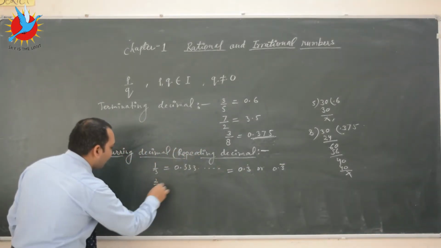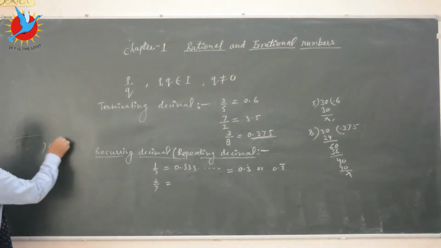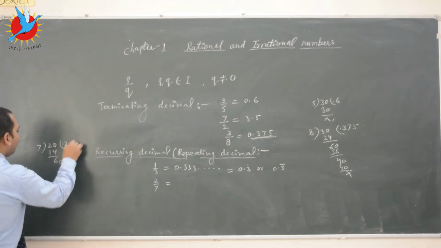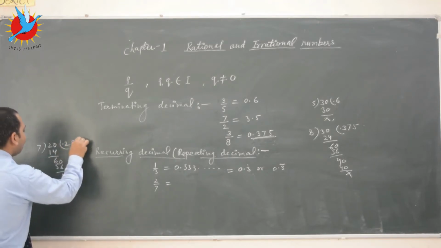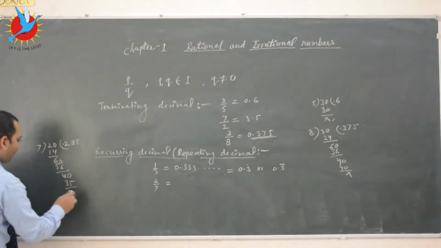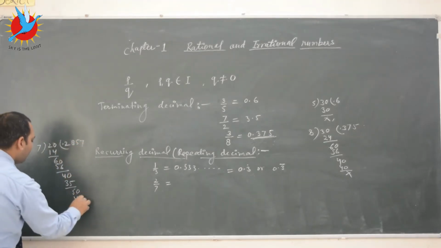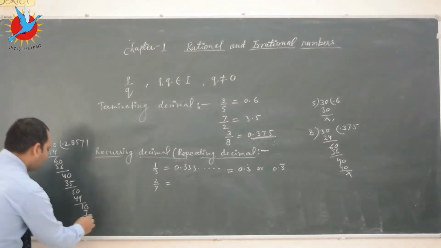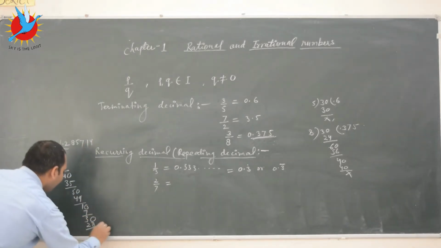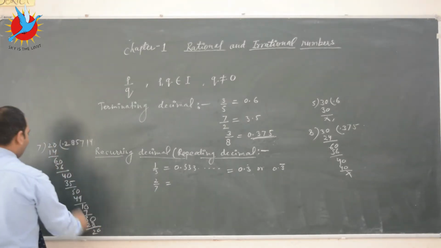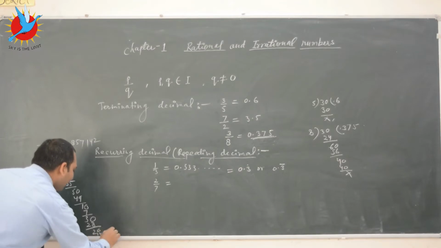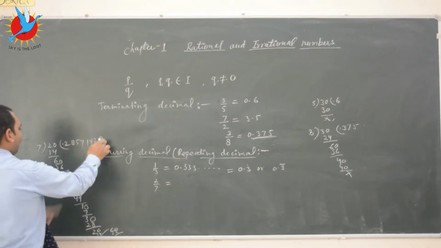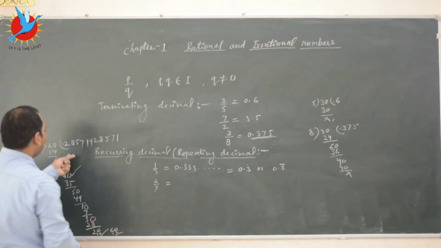Consider 2/7. What is the value of 2/7? 2 divided by 7, that is 20. 7 times 2 is 14, remainder 6, 60; 7 times 8 is 56, remainder 4, 40; 7 times 5 is 35, remainder 5, 50; 7 times 7 is 49, remainder 1, 10; 7 times 1 is 7, remainder 3, 30; 7 times 4 is 28, remainder 2, and then once again 20, so 7 times 2 is 14, then 60, 7 times 8 is 56, then once again 40, so then again 5, 7, 1, 4.